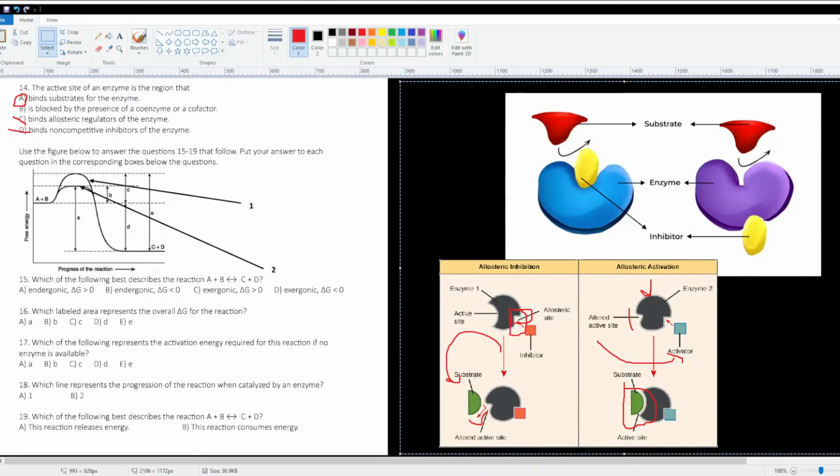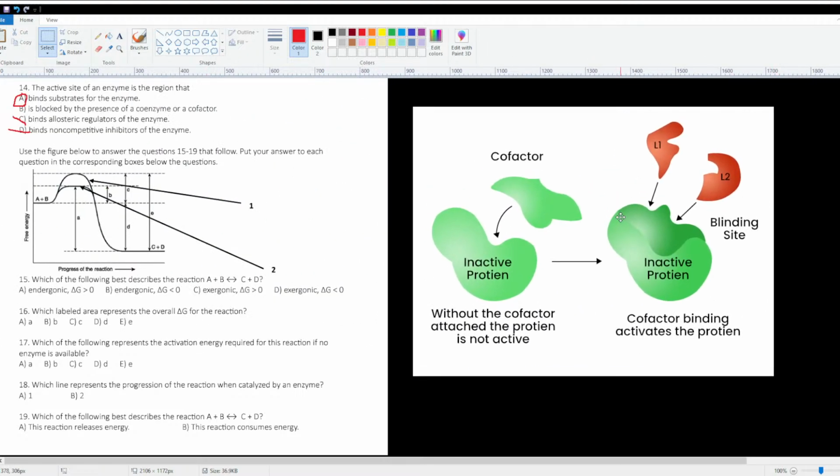So we just kind of went over the types of regulation, right? So here we have another one. Here we have a cofactor. A cofactor actually goes on and binds to an inactive protein. There's a bit of a typo here, these are your substrates, right? Once the cofactor is bound, the protein becomes activated. So this would be an active protein. Without the cofactor attached, the protein is not active. Cofactor binds, activates the protein. So that's what a cofactor does.